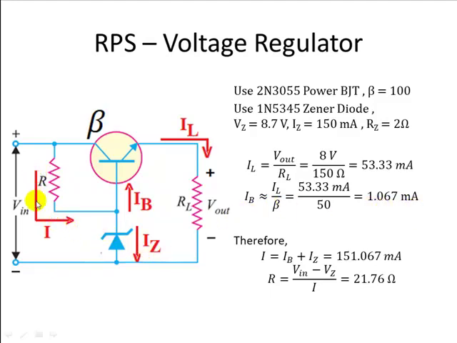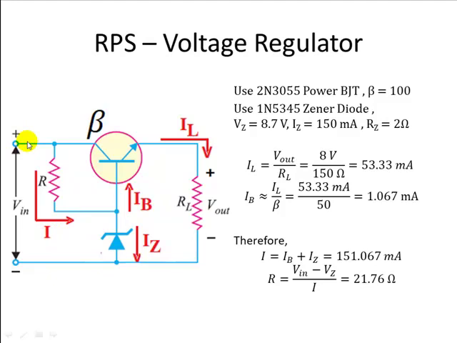So let us calculate what is the total current I that is required. It is a simple KCL at this particular node. So I is equal to IB plus IZ. If I substitute these values, IB we have calculated as 1.067 milliampere, and IZ from the data sheet I have obtained as 150 milliampere. So in total it is 151.067 milliampere. Now I know the value of I.